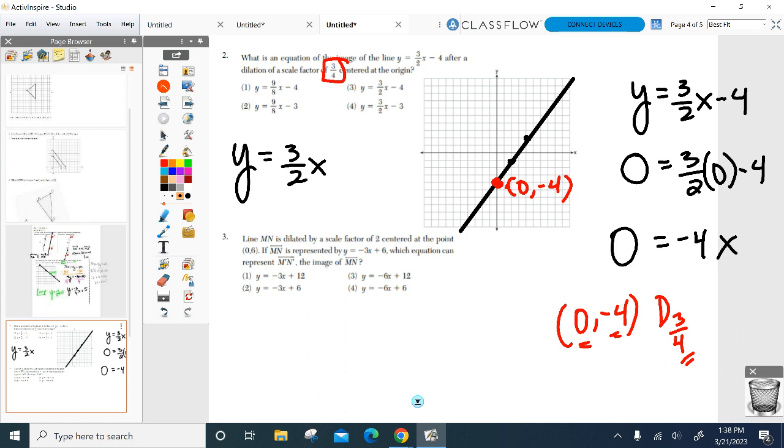0, -4 times 3/4. What's my new point now? 3/4 times 0? 0. Whoa! Uh-oh. -4 times 3/4 is -3. Let's go, redemption time. What's my y-intercept now? 0, -3. 3/2 x. Finish it. Oh, well, -3. Thank you.